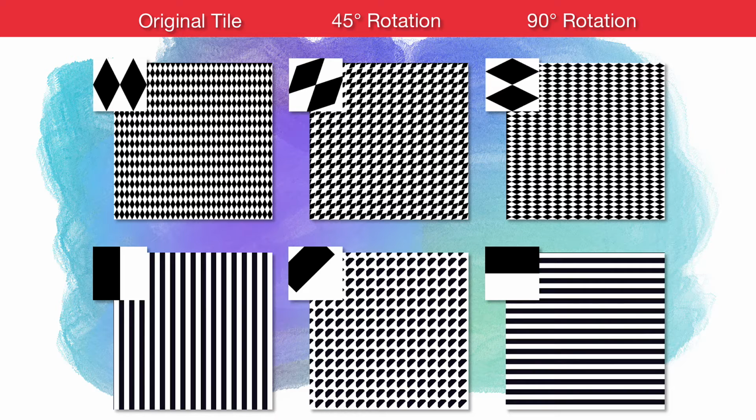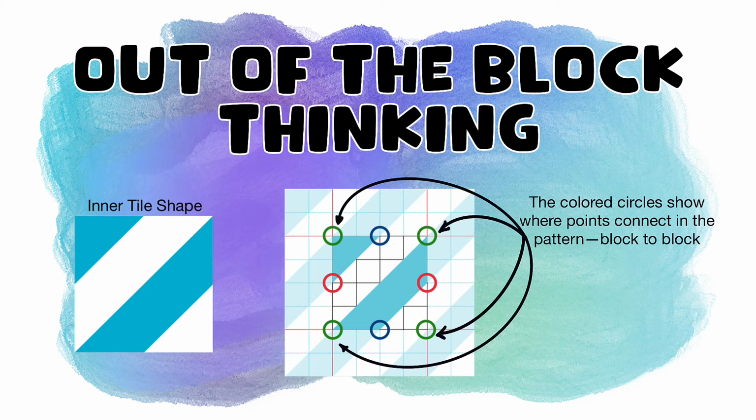So how can you rotate the inner tile shape? Well, to achieve the diagonal 45 lined pattern requires a little bit of out-of-the-block thinking. Really, all pattern design benefits from out-of-the-block thinking. It's about understanding where one inner tile shape connects to the inner tile shapes of every adjacent tile. But this thinking is especially helpful for diagonally oriented inner tile shapes.